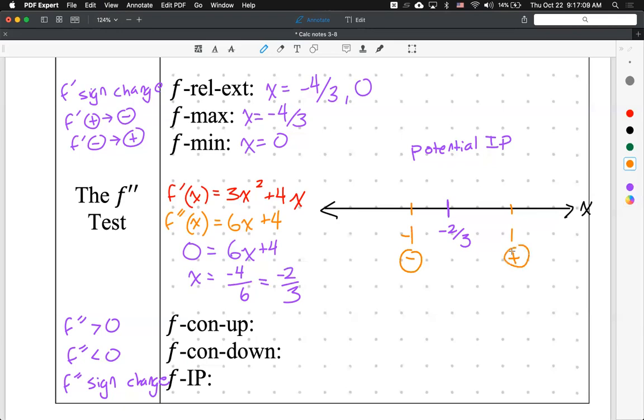And again, the same trick applies. Look at the power of x. This is a power of 1. That means it's going to switch. I could have told you right from the get-go that it's definitely going to be an inflection point because it's to the power of 1. It's an odd power.